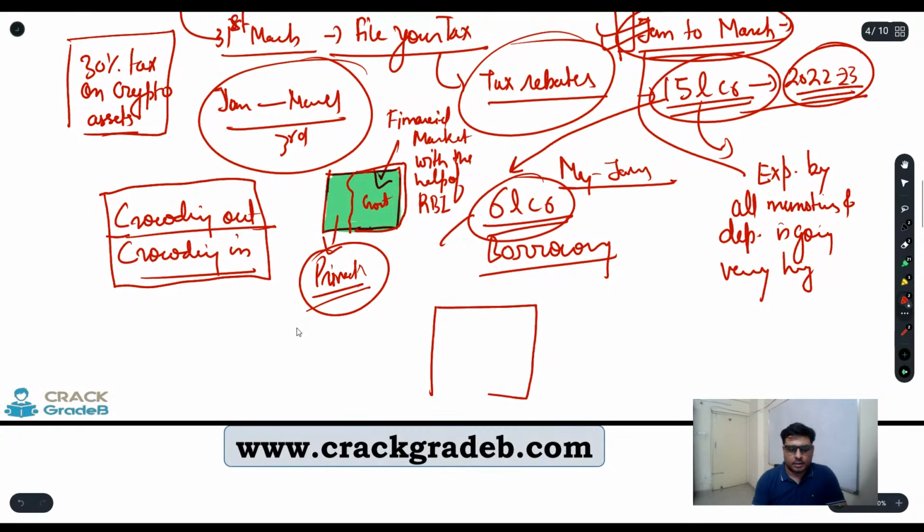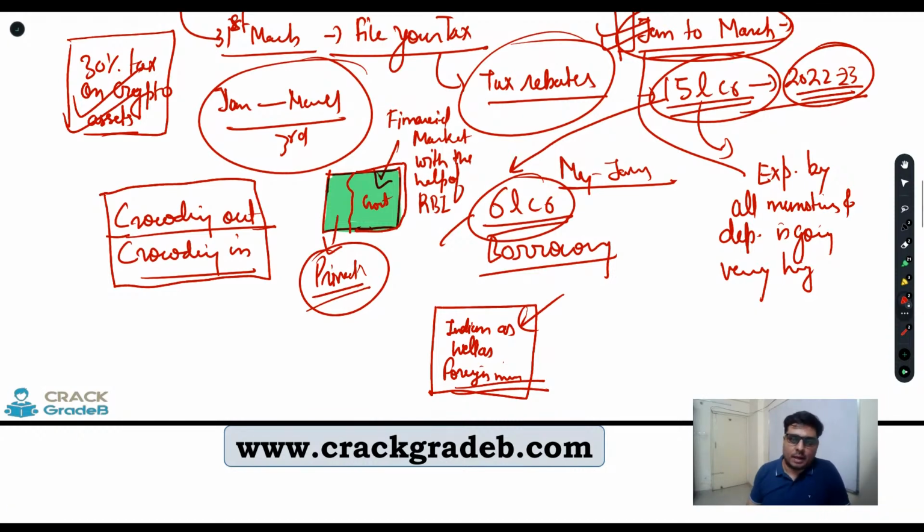Suppose that this is India's crypto market, and there are Indian as well as foreign investors. The government has announced that we will charge 30% tax. What do you think foreign investors will do? They will immediately withdraw their money from the Indian crypto market because they have to pay a huge amount of tax, where earlier there was no tax, and it was a very fruitful investment for them. But right now they have to pay the tax, so they will immediately start withdrawing their money. This is what we know as crowding out.